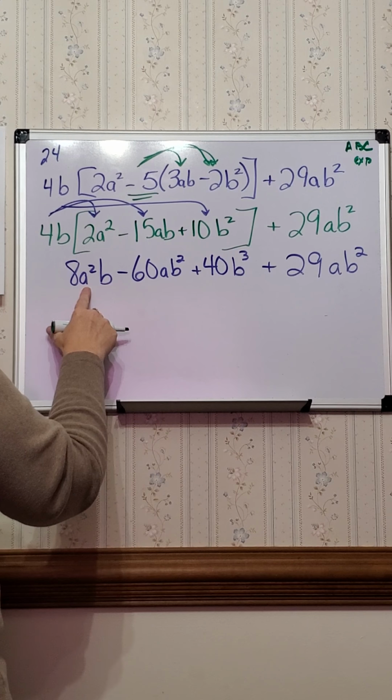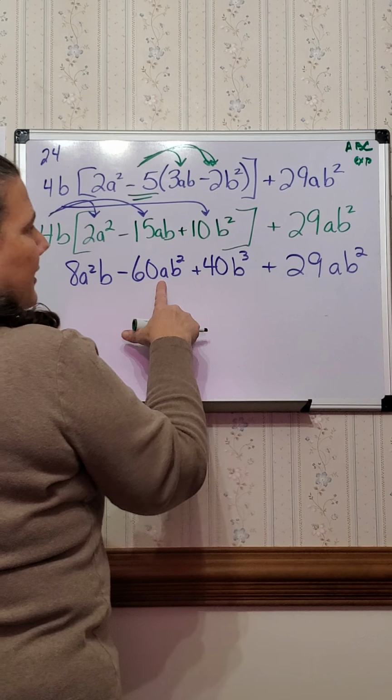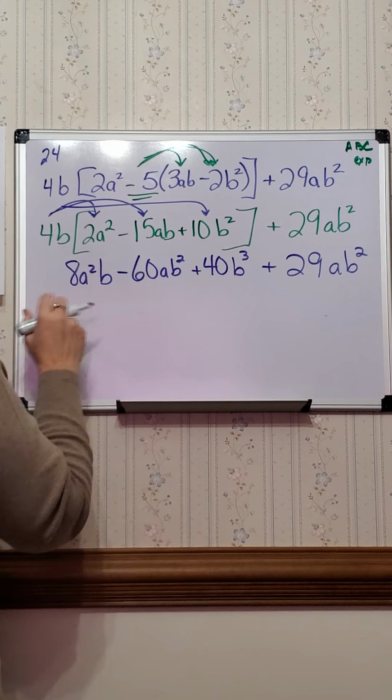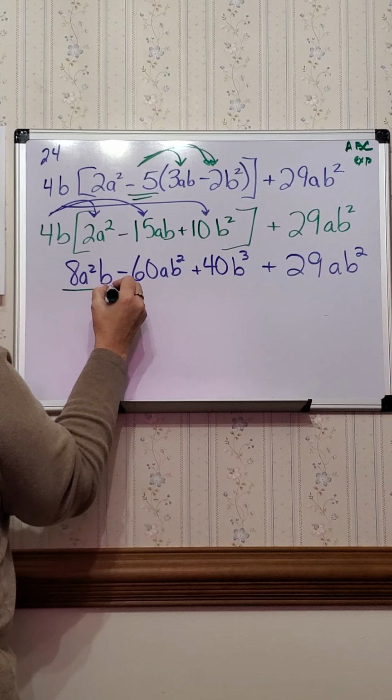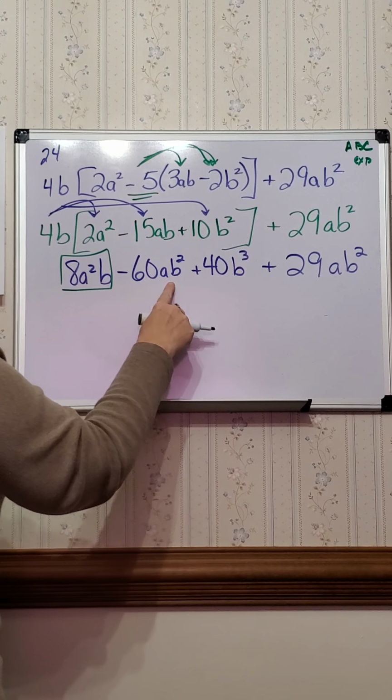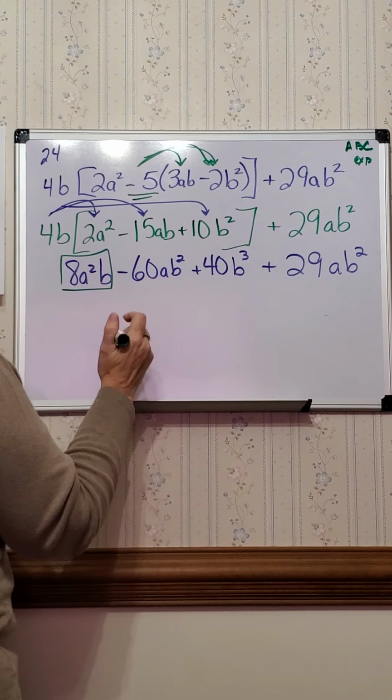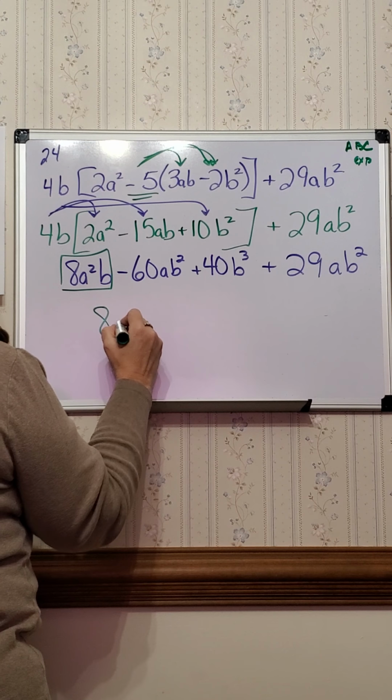Now when I look at my A's, this one's squared, this one's not, this one's not. So this is where I'm going to start. I'm going to look and see, is there anything that I can combine with this? And I look at these, none of these are like terms, so I'm going to go ahead and bring this one down.